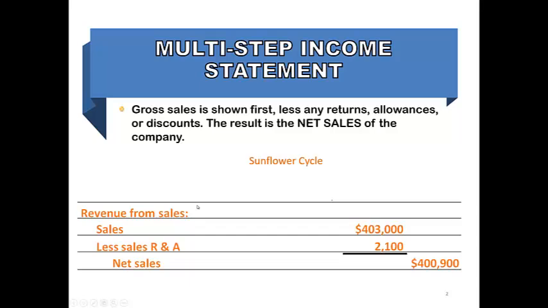First, we'll take a look at the multi-step income statement. The first thing we're going to enter is the revenue section. And for a merchandising business, the revenue comes from sales, of course. And then we're going to adjust those sales for sales returns and allowances, and you would also adjust for any discounts if there were any. You would subtract the returns and allowances and the discounts from the sales to get net sales.